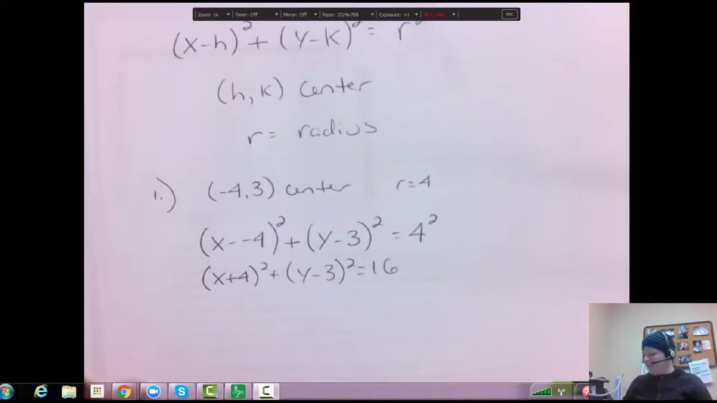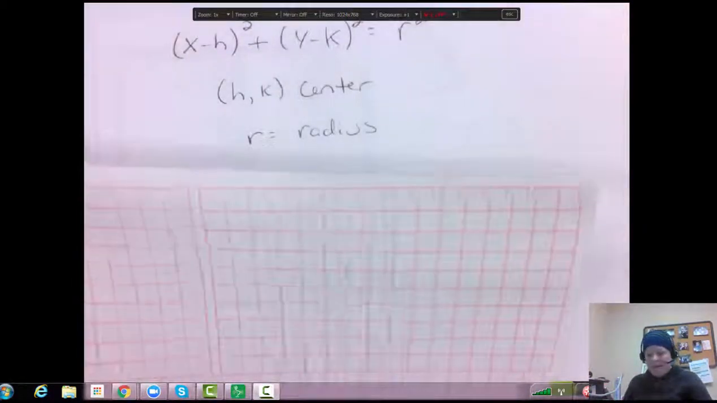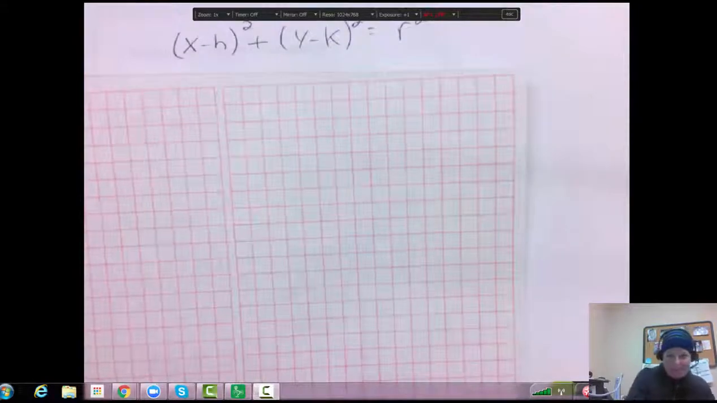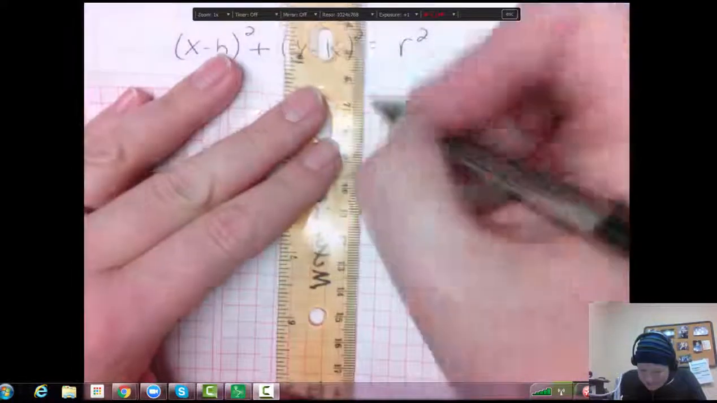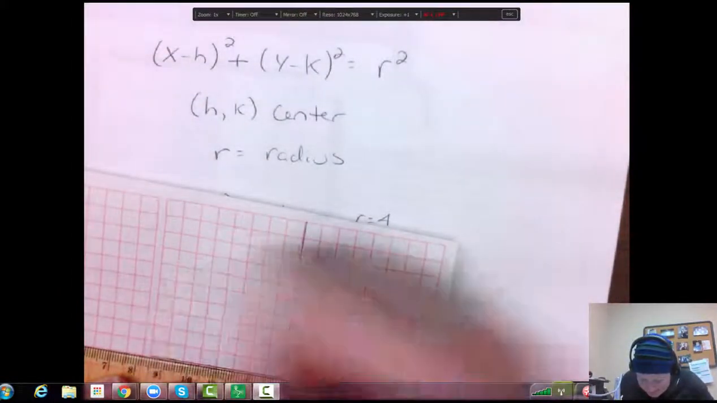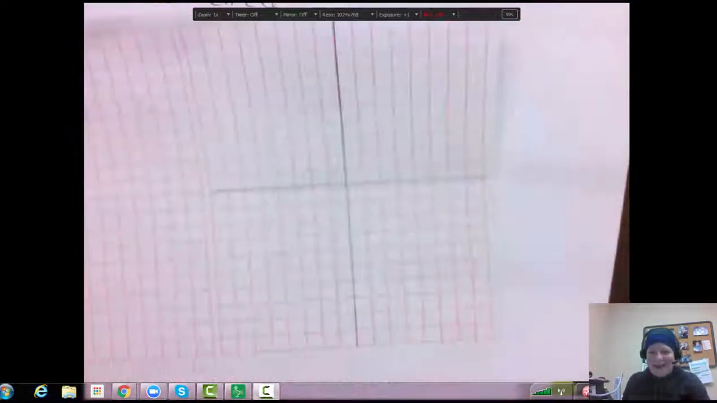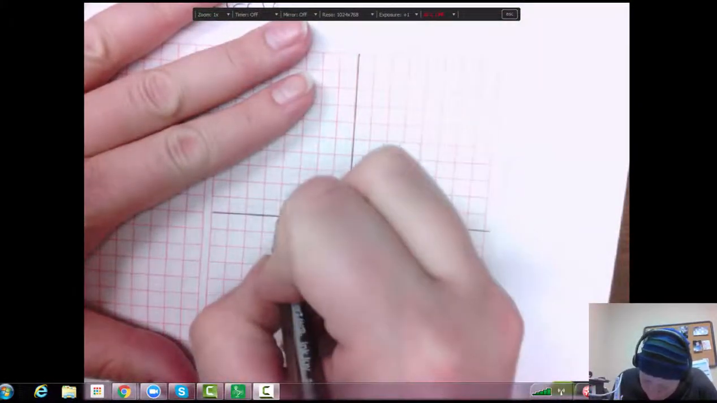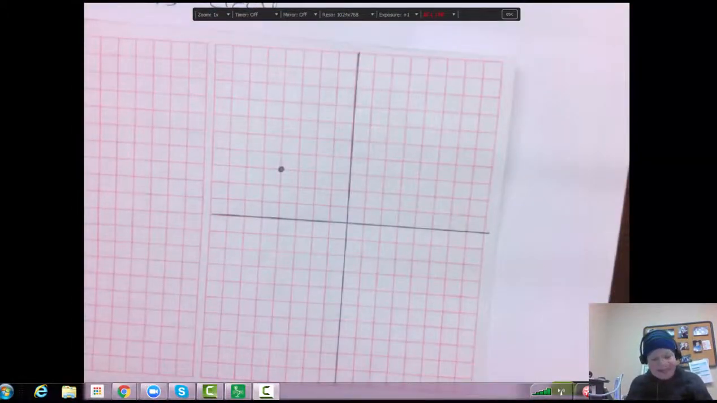And what would the graph of this look like? Well, let's see here. I have a little bit of graph paper, so it'll make it a little bit prettier. Okay, so let's make our axes here. And we know the center of the circle is at -4, 3. 1, 2, 3, 4, and 1, 2, 3. There's our center, and our radius is 4.